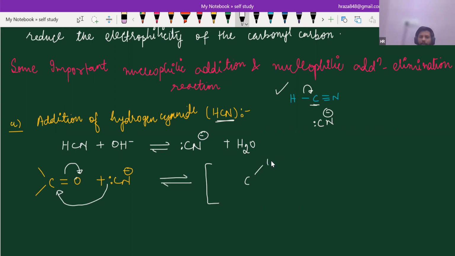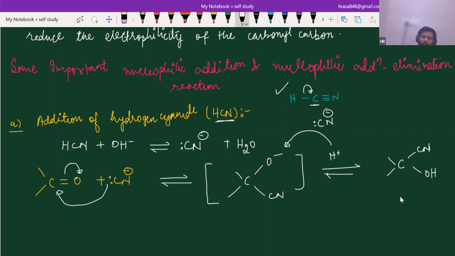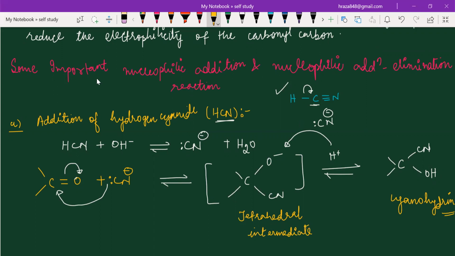Now this two bond over there, and then CN will be here, and again this will react with H plus in the presence of acid, so the negative charge will go to the positive charge. Positive and negative will be attracted towards each other. So see, this will be CN and this will be OH. And this compound is known as cyanohydrin. And this is your tetrahedral intermediate. Tetrahedral is just the geometry, and this is the tetrahedral intermediate. Please do write it. I'm waiting.